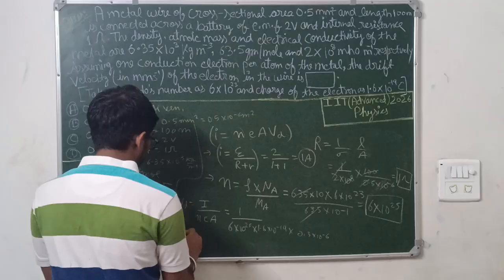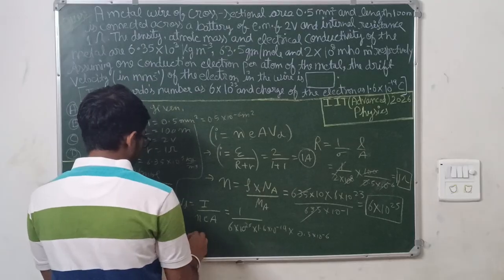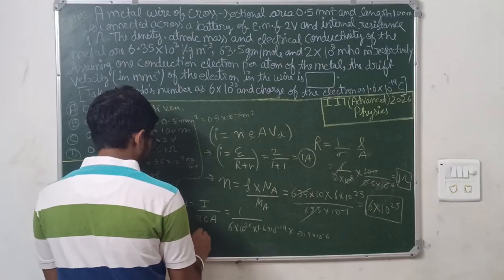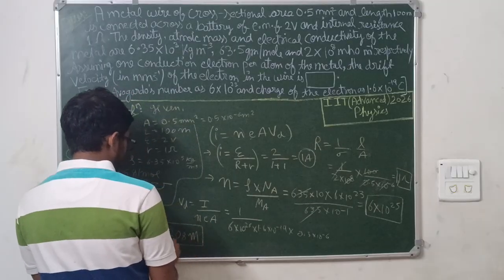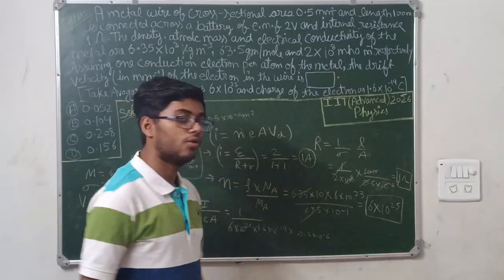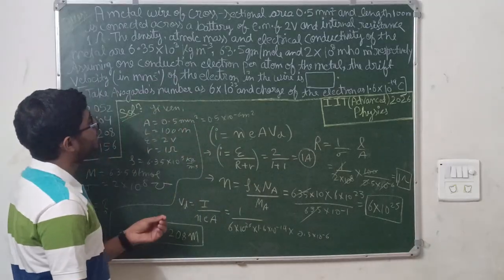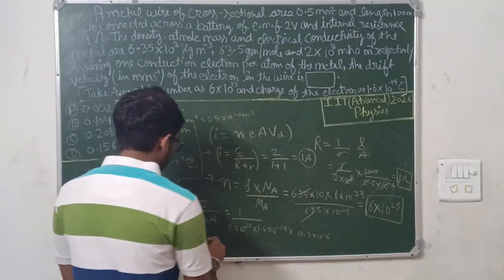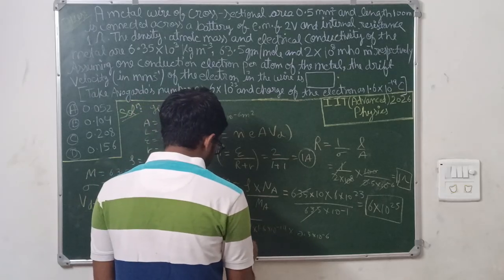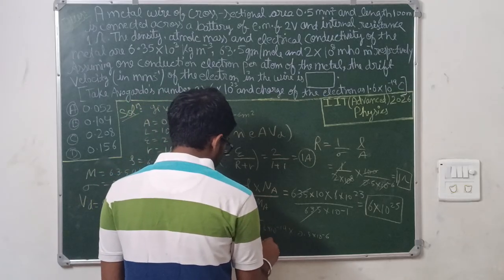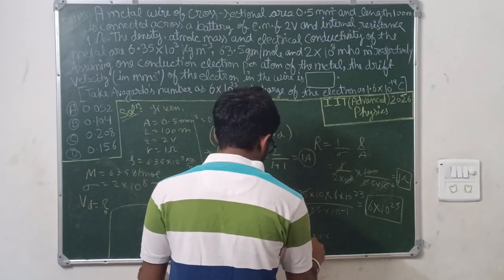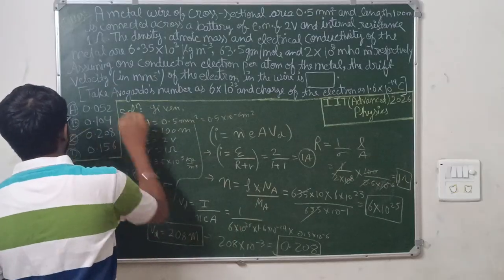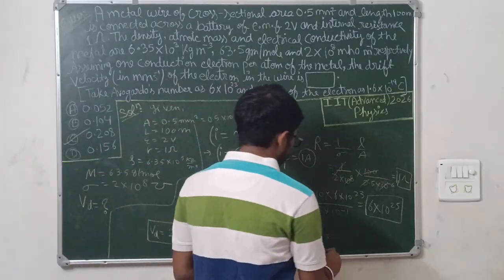You will get it as 208 meters. You have to convert this into millimeters, so you can multiply it by 10 to the power minus 3. So it would be 208 into 10 to the power minus 3, which is 0.208. The final answer would be 0.208, which is option number C. It is in millimeters.